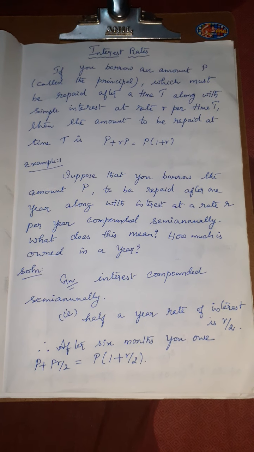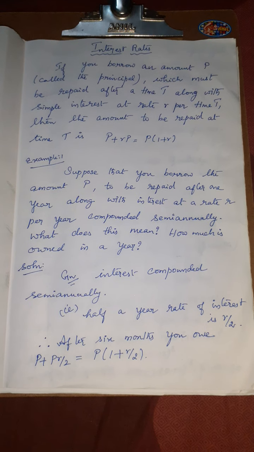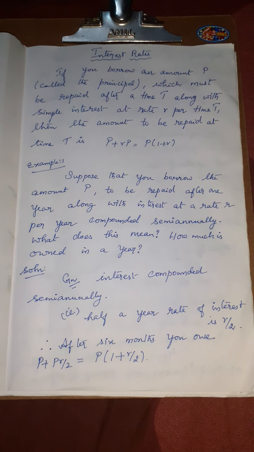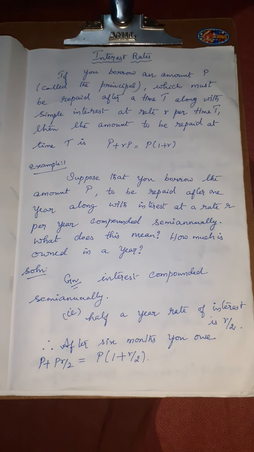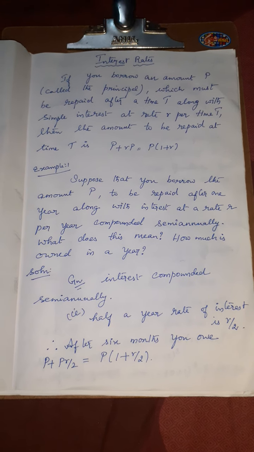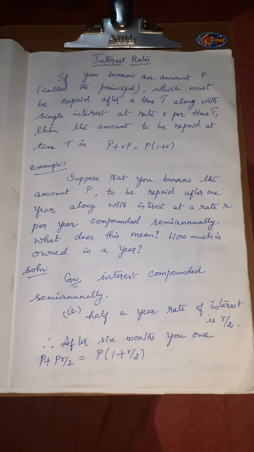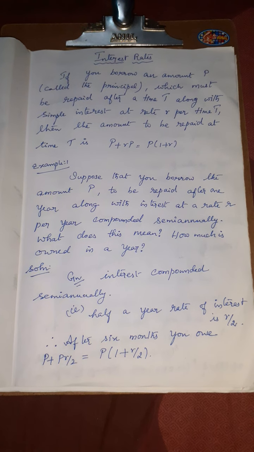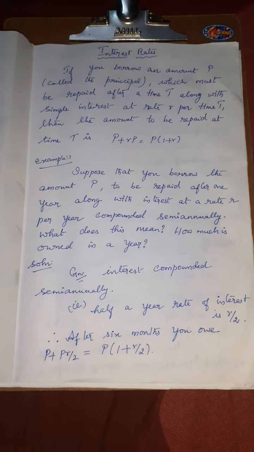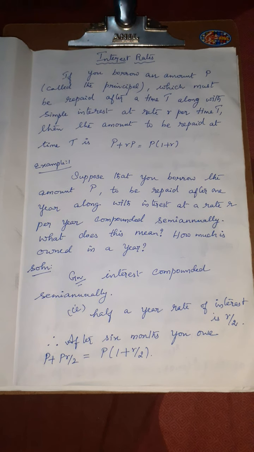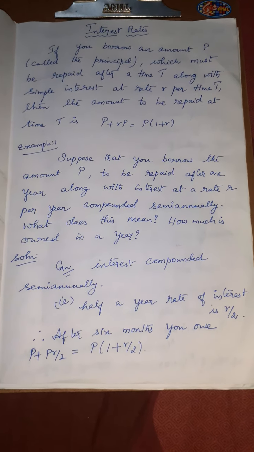If you are going to borrow an amount, capital P, which is called the principal amount, this has to be repaid after a time, capital T, along with the interest rate, R percentage. The amount to be repaid is the principal amount P plus rate of interest into the principal amount, which is equal to P into 1 plus R. This amount has to be repaid by you after the time T. Now we are going to see one example.